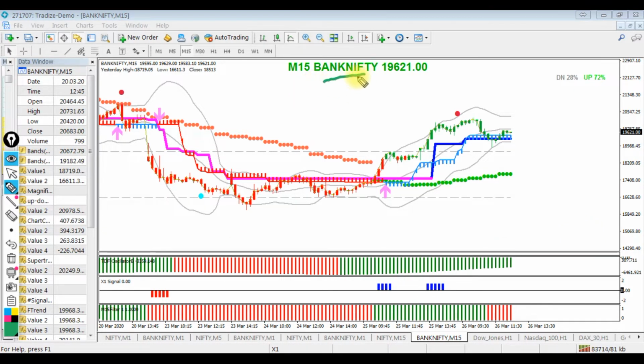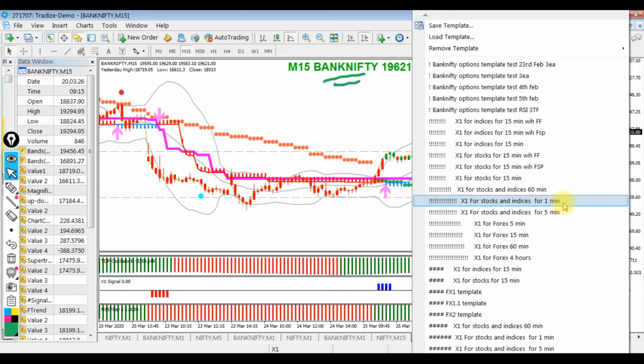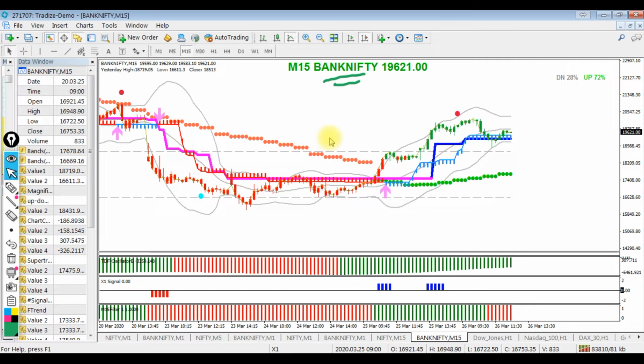This is the Bank Nifty futures chart, 15 minutes time frame. You can trade any time frame from 1 minute to daily or weekly with this TDF X1 system. 15 minutes is our preferred time frame because it can be used both for intraday and swing trading. If you want to trade 5 minutes or 1 minute or other time frames, you can load the correct template and then trade as per the rules. Different templates are given for different time frames, and for Forex also different templates are given. You just have to load the correct template and trade as per the rules. Rules will not change depending upon the time frame. Rules are the same for all time frames.